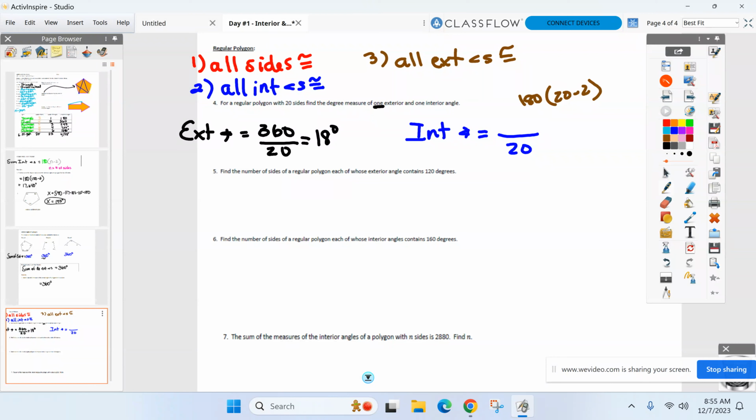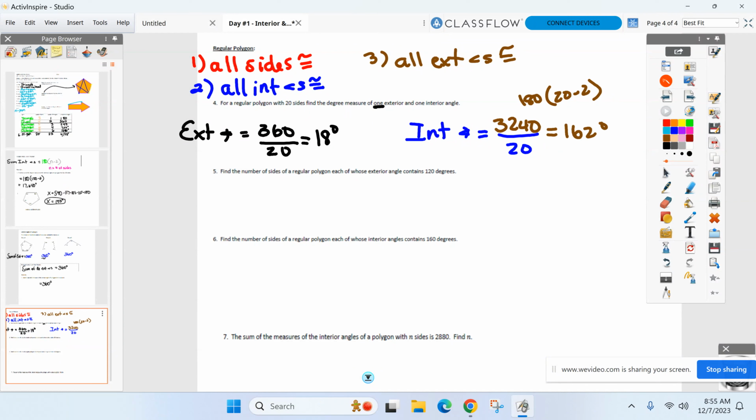So, anybody have that number? What do all the interiors add up to? No, just all of them. Anybody get that number? 3,240. Yep. And I divide that by 20 and I get 162 degrees. That was the longer way.